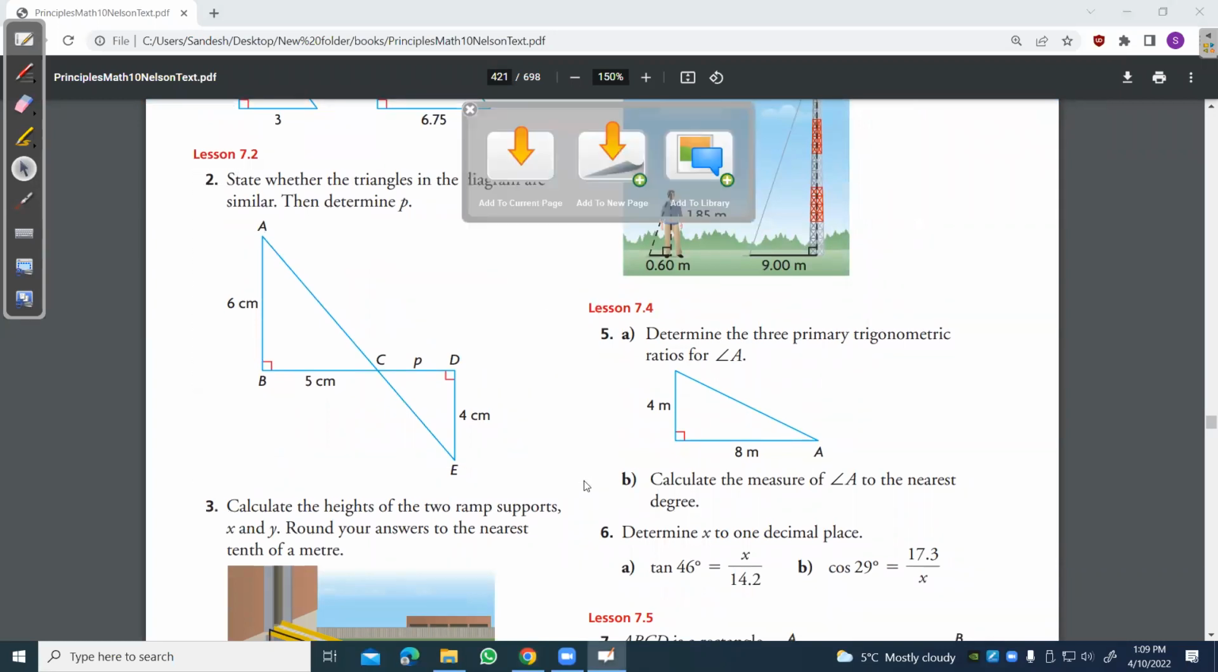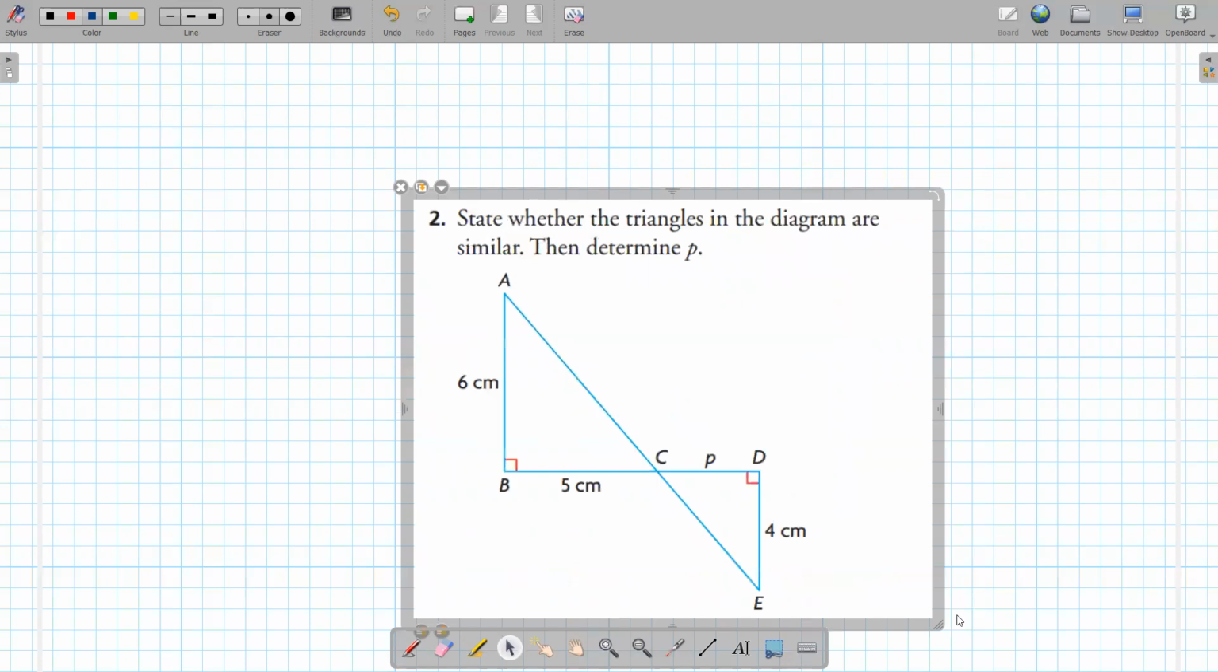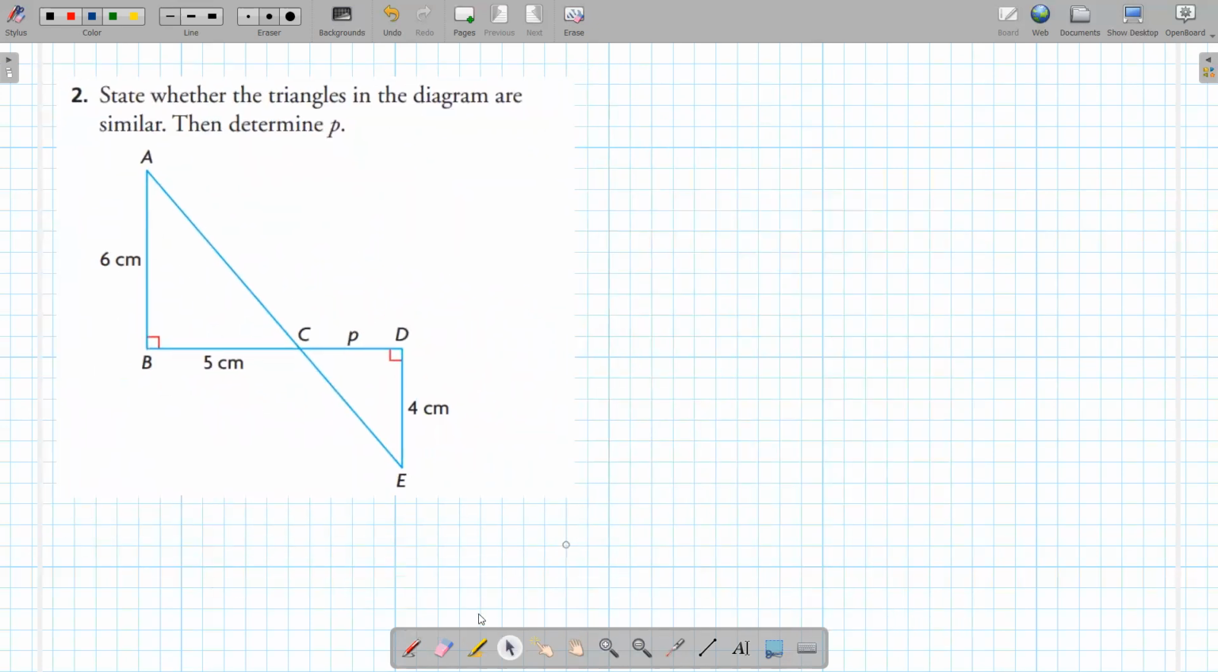The next one is also going to be about similarity. Check this one out. The orientation is a little bit different. Is triangle ABC similar to triangle DEC? Is the one on the left similar to the one on the right? What do you think? Yes. Which two angles are the same? B and D and then C. Exactly. So they were 90 degrees there, 90 degrees there, and then these two are opposite angles, right? They're always going to be the same. So they are indeed similar.